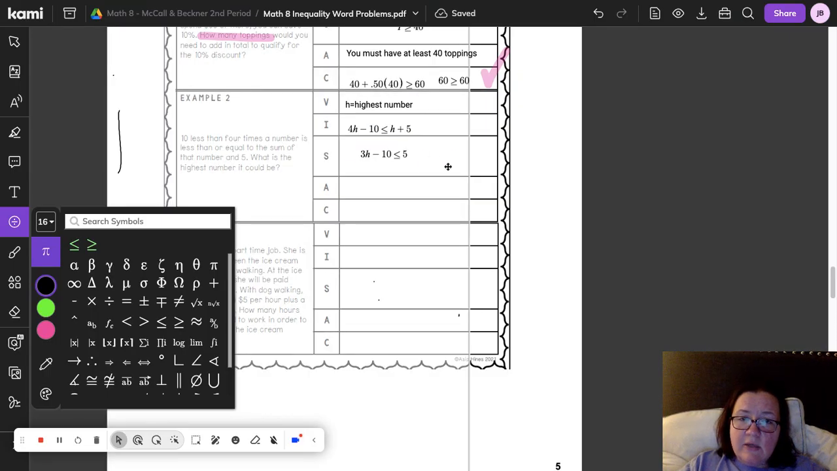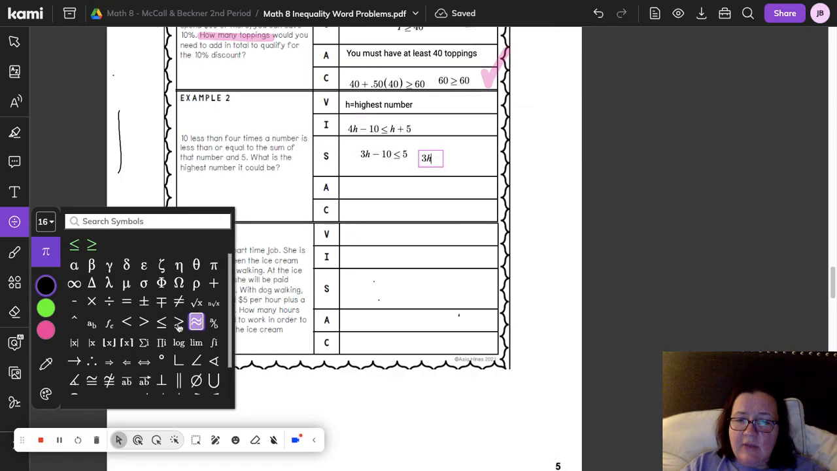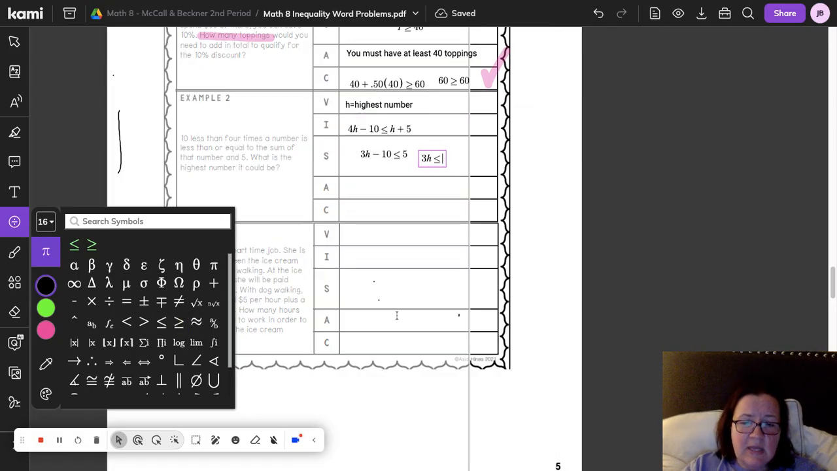So I'm going to go ahead and make a new box. Move it up a little bit. There we go. All right, so I've got 3h, and I added 10 to both sides. So I'd have less than or equal to 5 plus 10 is 15. All right, my next step, my last step, would be to divide by 3, right? Because I want to get that h alone. And right now we are multiplying by 3. The opposite of multiplying is dividing.